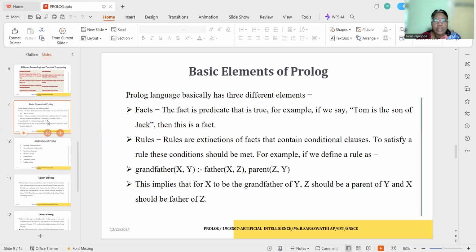Rules are extensions of facts that contain conditional clauses. To satisfy a rule, these conditions should be met. For example, if we define a rule as grandfather(X, Y) :- father(X, Z), parent(Z, Y), this implies that X is the grandfather of Y if Z is a parent of Y and X is a father of Z.